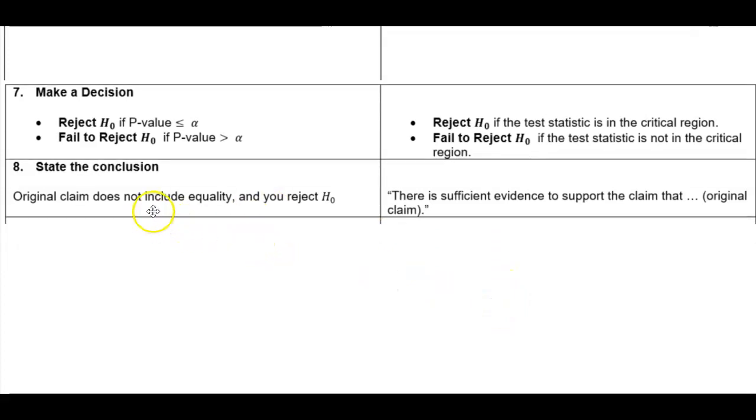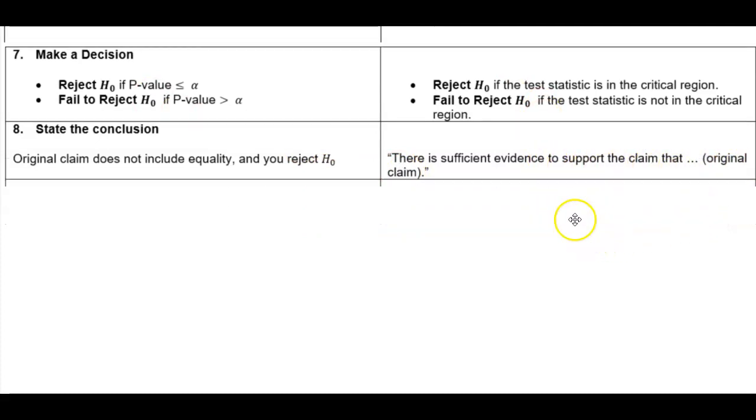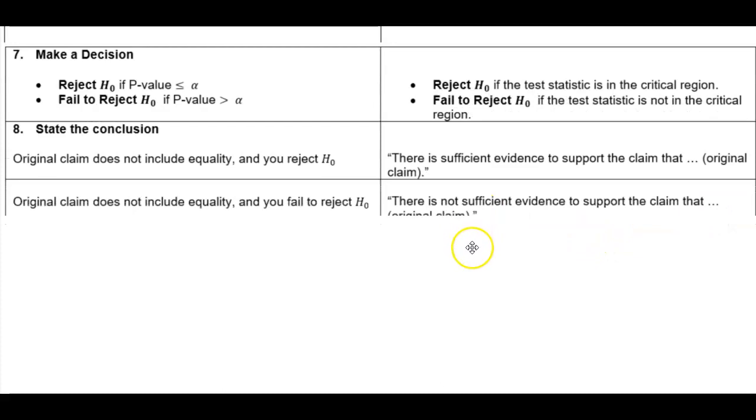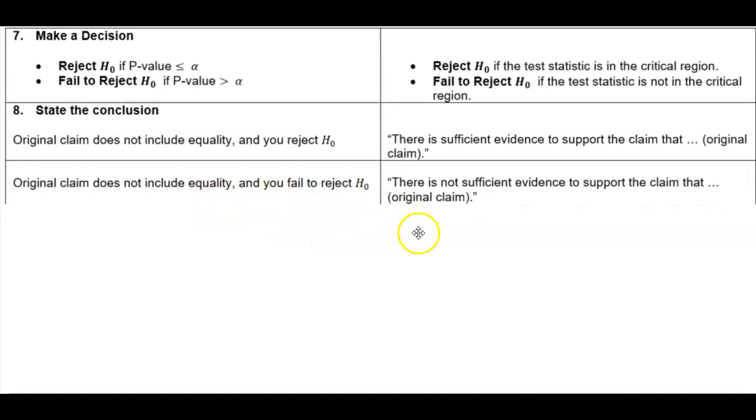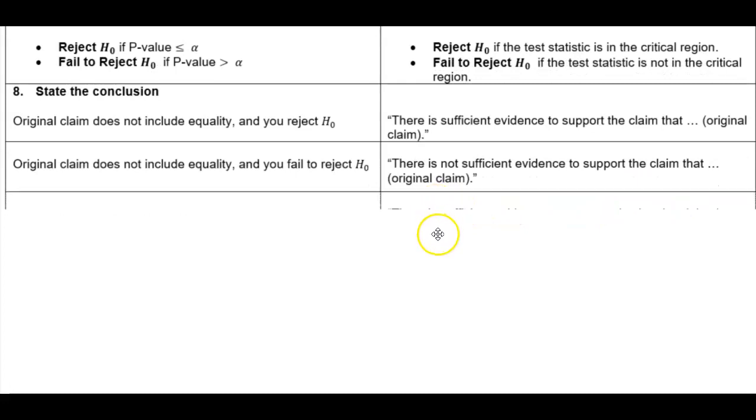If the original claim does not include equality and you reject the null, you would say there is sufficient evidence to support the claim that, followed by the original claim. If the original claim does not include equality and you fail to reject the null, then you would state that there is not sufficient evidence to support the claim, followed by the original claim.